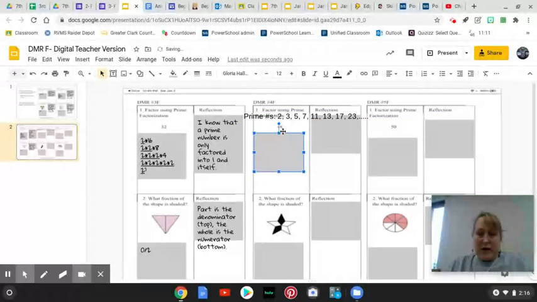So 48, we're going to factor into two numbers that we know when multiplied together equals 48. So I immediately thought of 6 times 8. 6 times 8 is 48. But when I look up at the top, 6 is not a prime number and 8 is not a prime number. So I need to factor both of those numbers again.